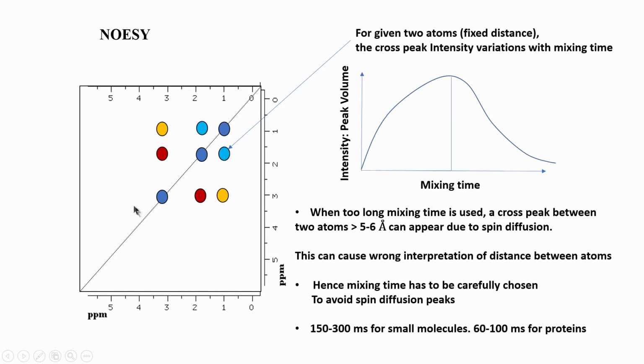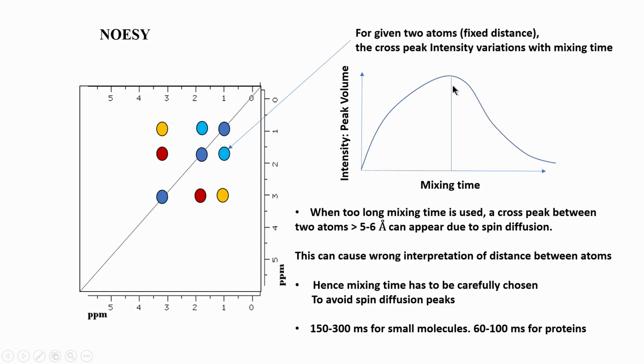This is a schematic of a NOESY spectrum. All of us know this is a 2D NOESY where this is called a diagonal peak and these are the cross peaks between the different hydrogen atoms. Now, what happens to the intensity? Remember, when I say intensity, it means peak volume as shown here. As we vary the mixing time in a NOESY experiment, the peak volume will keep increasing, but after some time the peak volume starts decreasing.